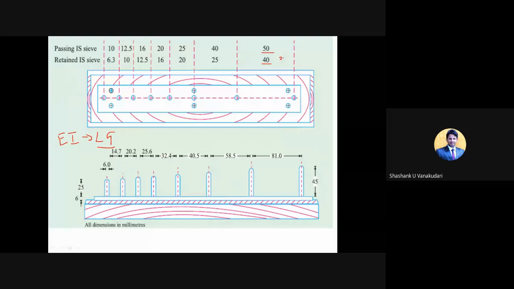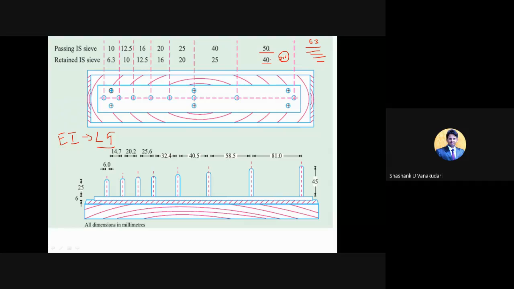You need to collect 200 particles. The procedure will remain the same. Only the instrument changes, and at the end some part of the procedure also changes. So listen carefully. Here also you need to arrange the sieves from 63 to 6.3. Correct. Again you are going to pour the aggregates so that you get some part in every sieve. Clear? Now you need to collect the aggregates which are passing 50 and retained on 40. You need to collect 200 particles.